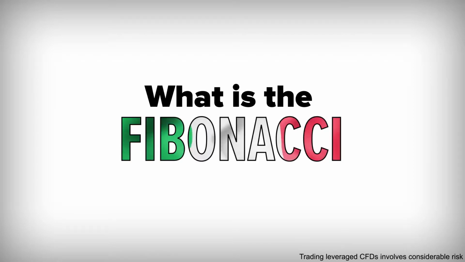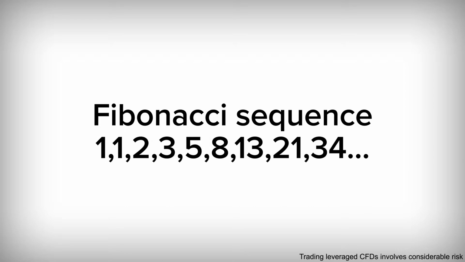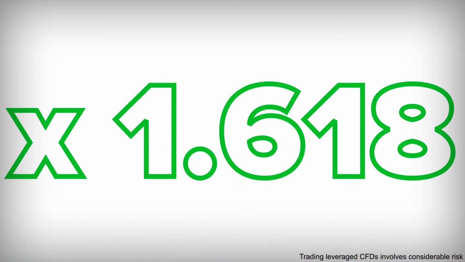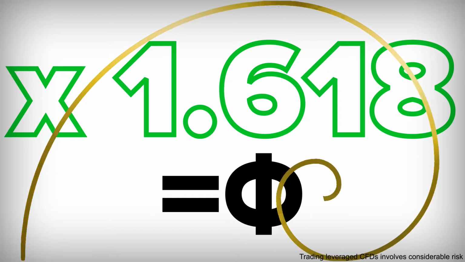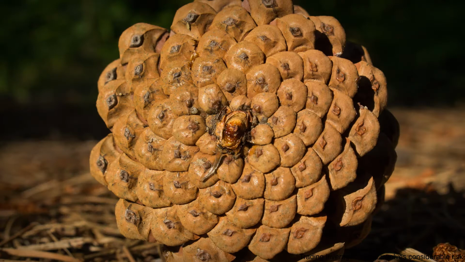What is the Fibonacci trading strategy? In the Fibonacci number sequence, each number is approximately 1.618 times greater than the preceding number. This 1.618 ratio, also called phi or the golden ratio, mysteriously appears frequently in the natural world and trading.